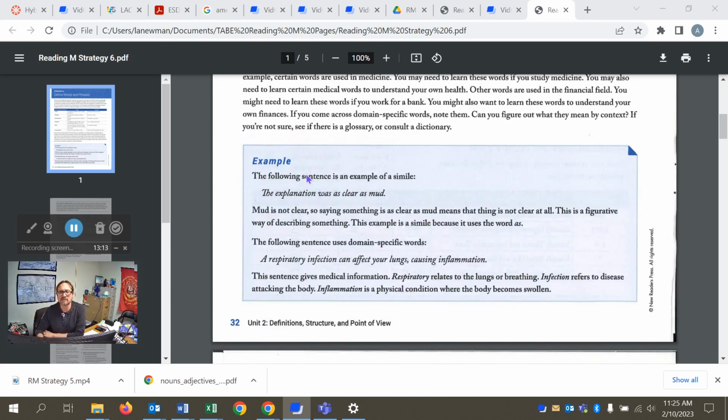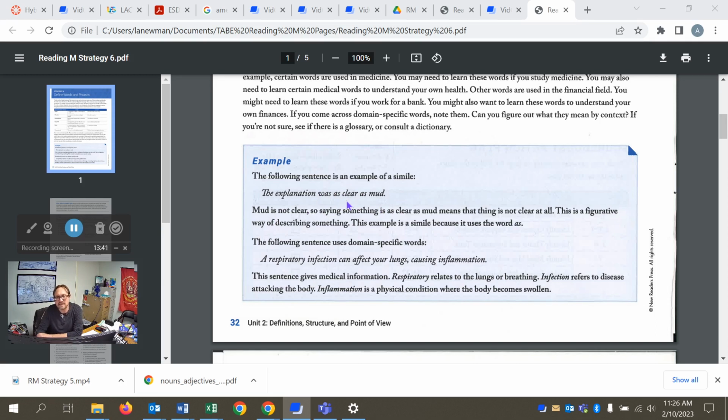All right, in our example, I think we've got some good examples of both figurative language and domain-specific language. All right, we've got a simile. The explanation was as clear as mud. We've got the as in there. That's a simile. I almost think that this qualifies as idiom and maybe even a little bit hyperbole too. Certainly it's ironic.